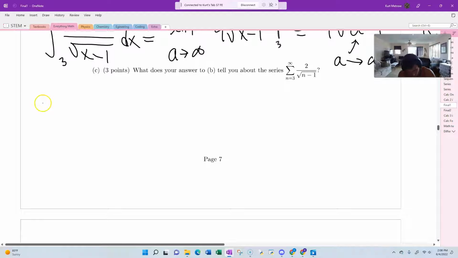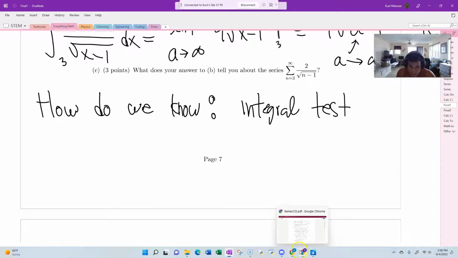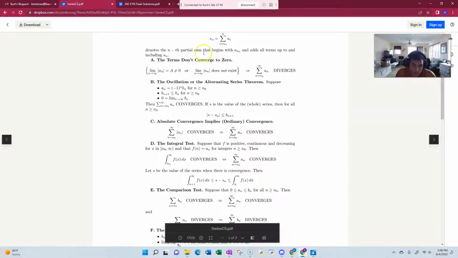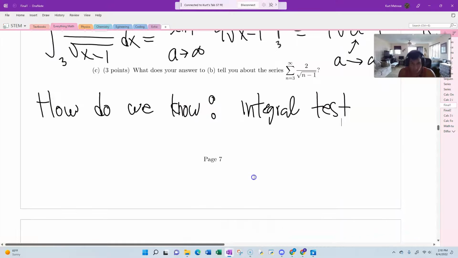Now, why? How do we know? Well, we know because of the integral test. Right? And I'll show you guys, where is it? Here's our series test, look. Okay. Sorry, I had to cut that for a second.